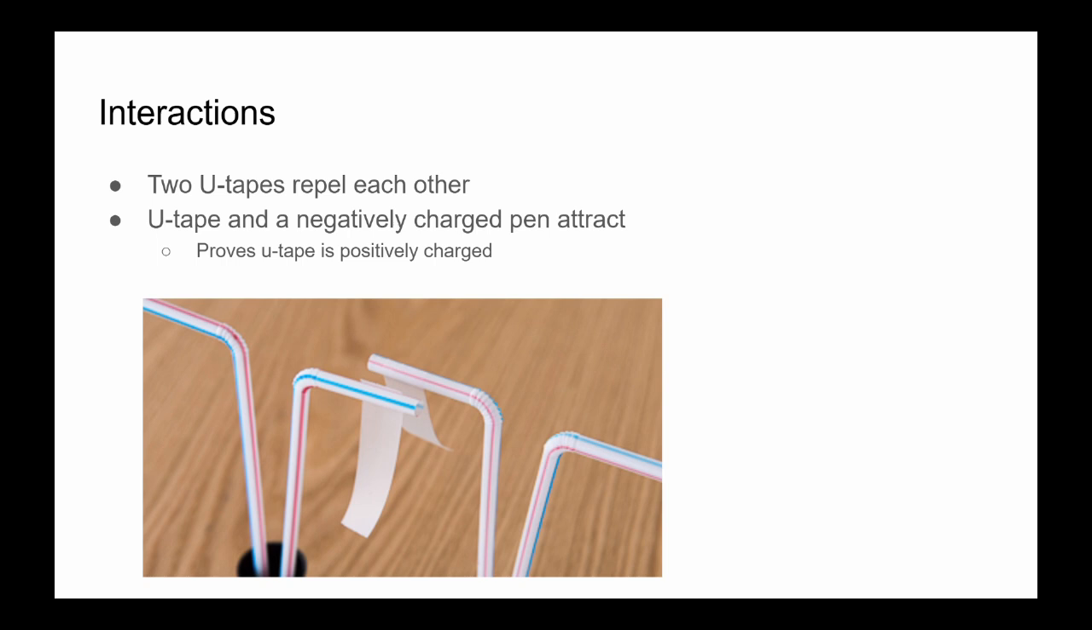So when doing the lab, the interactions that I found were that the two U-tapes repel each other, which makes sense because they would have the same charge, and that the U-tape and a negatively charged pen attract, which means, as from the last slide, positive and negative attract, and since the pen is negative, then the U-tape must be positively charged.